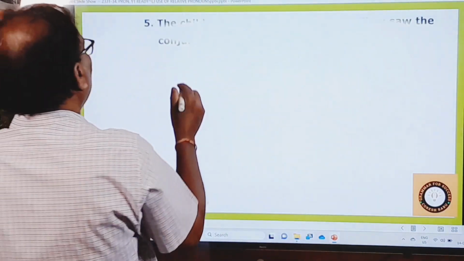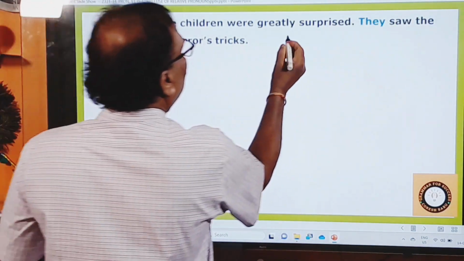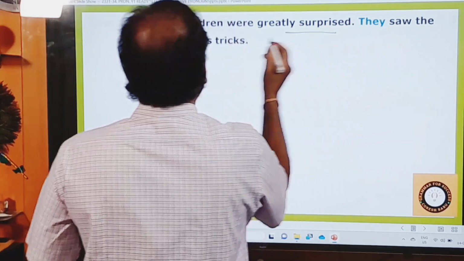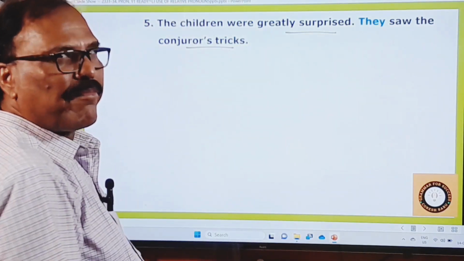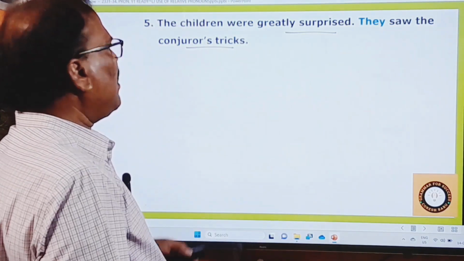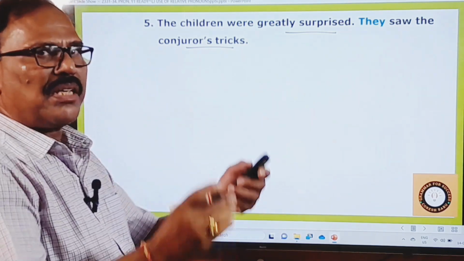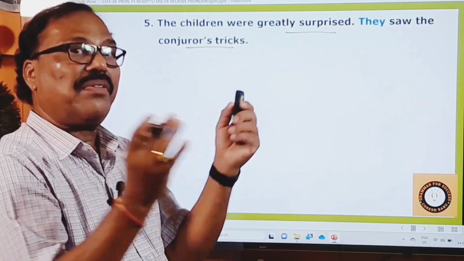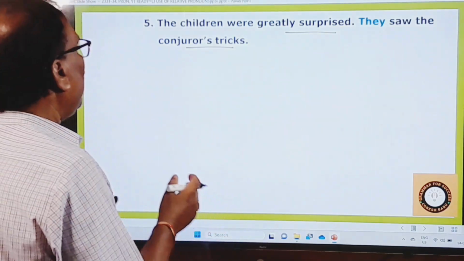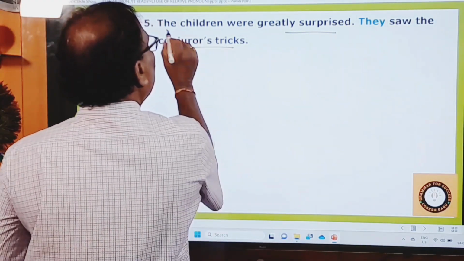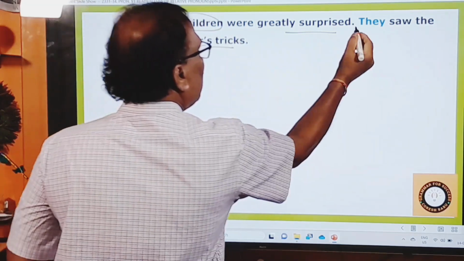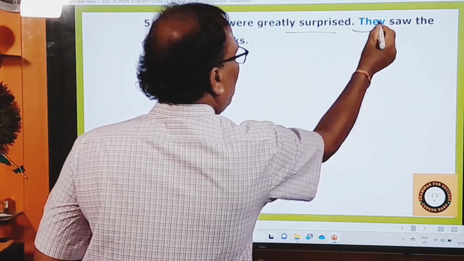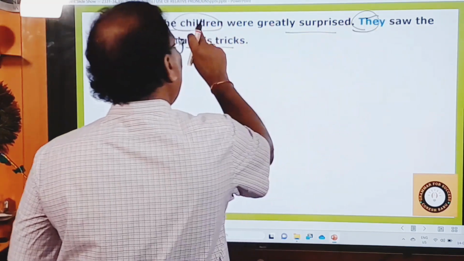Okay. Fifth one, the children were greatly surprised. They saw the conjurer's tricks. The children were greatly surprised. They saw the conjurer's tricks. They saw the magicians' or the jugglers' tricks, and they were greatly surprised, right? And here, who are we talking about in the sentence? We are talking about the children. In the second sentence, we are using they instead of the children, right?